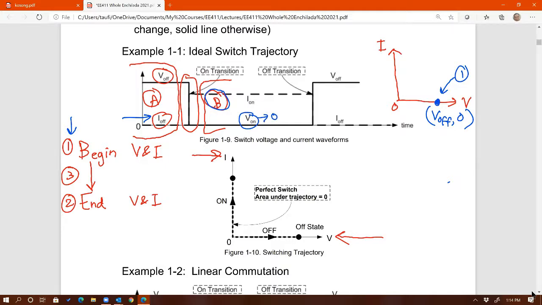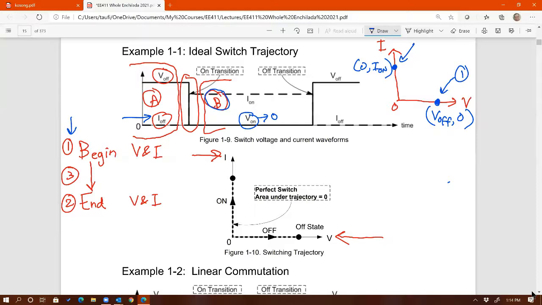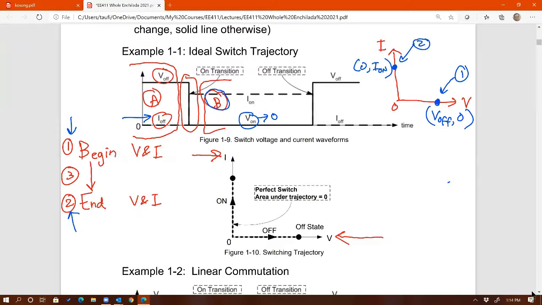So where is that on the trajectory? Where is it on this plot right there? Well, that's got to be somewhere here. So that's going to be 0 volts at I on. Any questions so far? So that's number 2, this step right there. So step number 2. Any questions? Okay, if not, the third one, this is the tricky part.